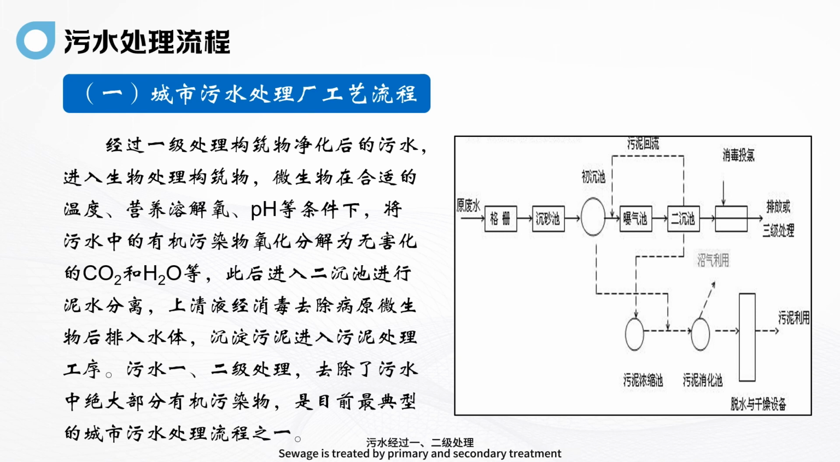Sewage is treated by primary and secondary treatment. Most organic pollutants in sewage are removed. It is one of the most typical urban sewage processes at present.